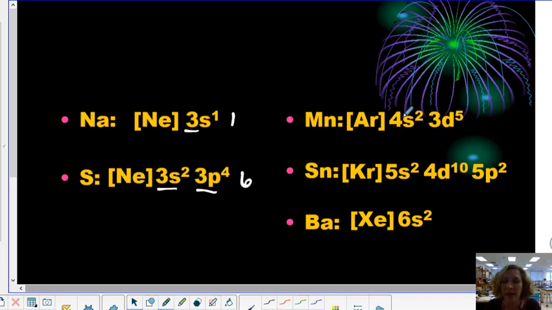For manganese, notice that the highest energy level is 4. 3d does fill after, but it's still in a lower energy level. So manganese would have 2. Tin, we've got 5s and 5p, 2 in each. So we have 4 valence electrons there. Barium, highest energy level is 6, so we have 2 there.